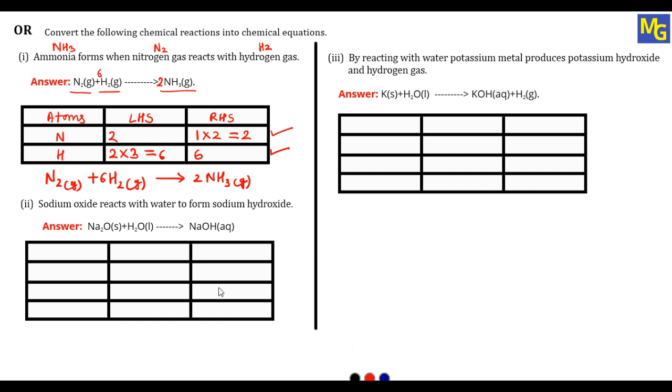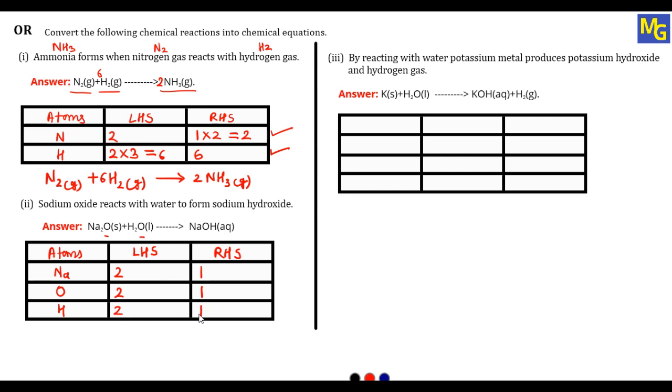So write down the atoms here. This method is very easy to balance any chemical reaction. Then I'll write RHS here. We have sodium, oxygen, and hydrogen. On the LHS sodium is 2, on the RHS it is 1. Oxygen on the LHS is 1 from Na2O and 1 from water, so it is 2. On the RHS it is 1. Hydrogen on the LHS is 2 from water, and on the RHS it is 1 from NaOH.